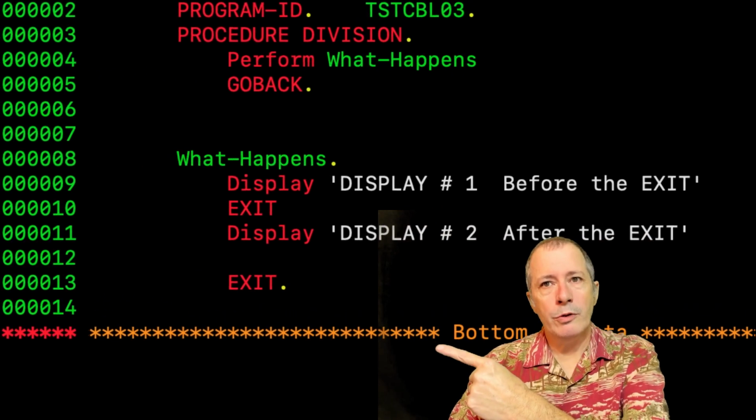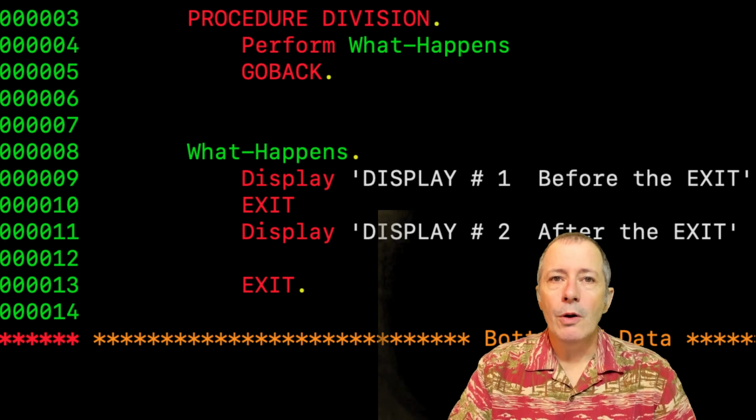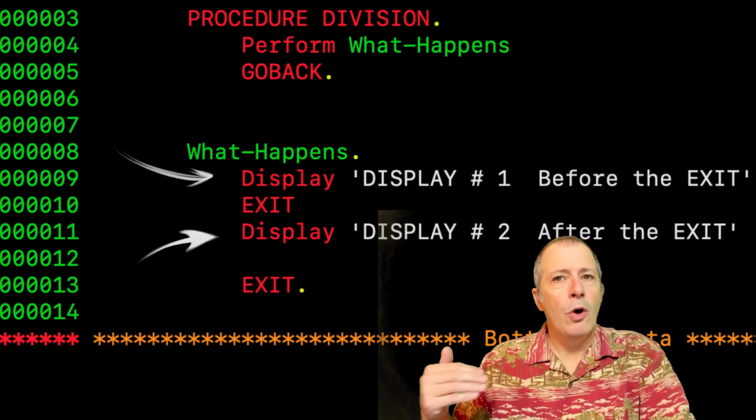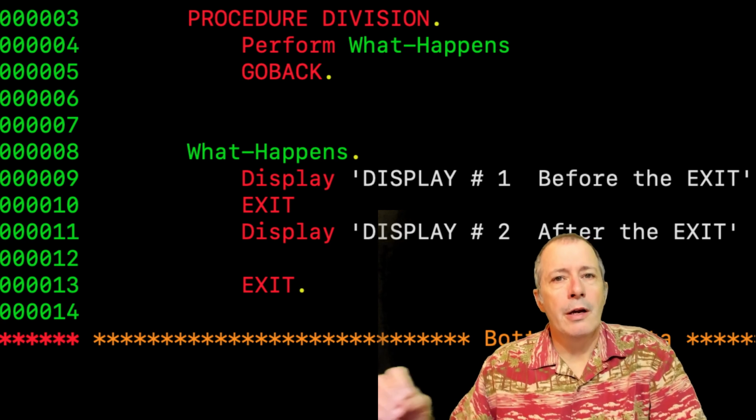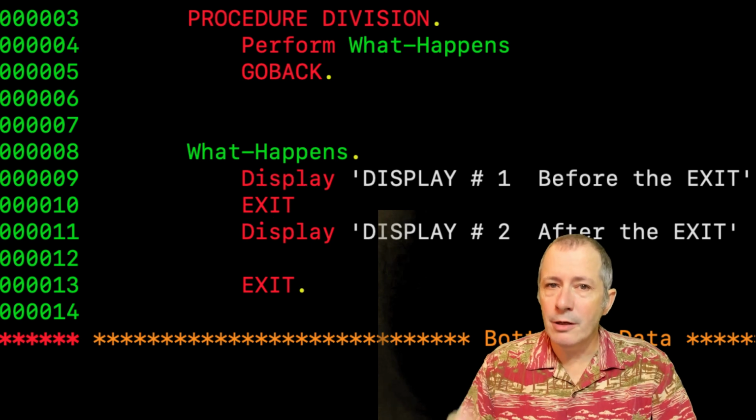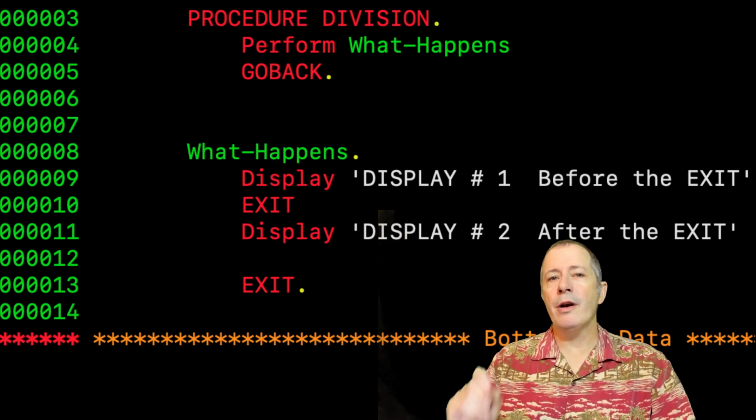The exit statement was coded twice in the paragraph named "What Happened." When this paragraph is performed, will we see both displays or just the first display? In other words, what happens on line 10? Does it leave the paragraph? Continue watching to learn what happened.